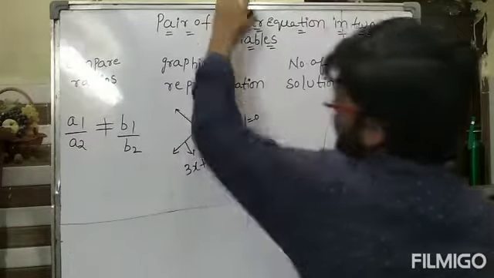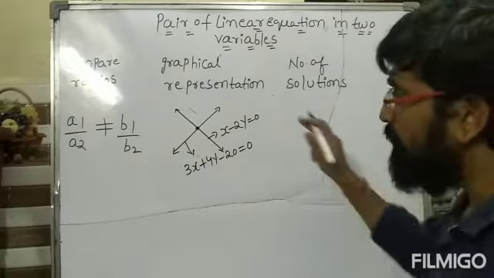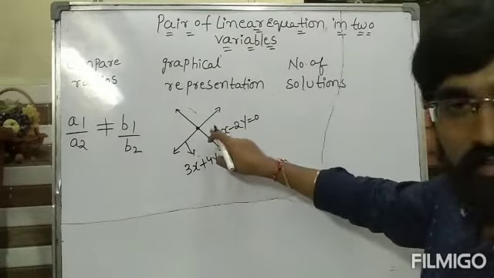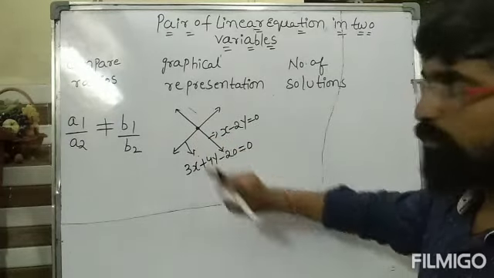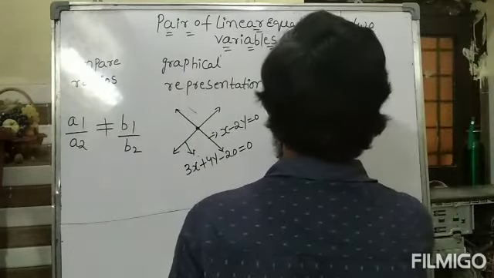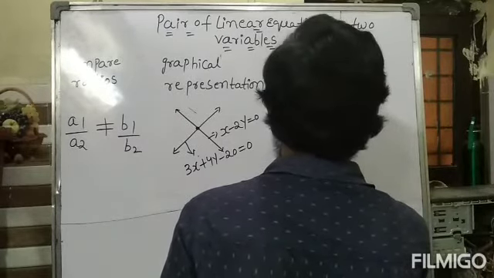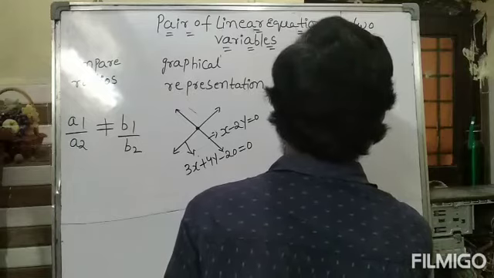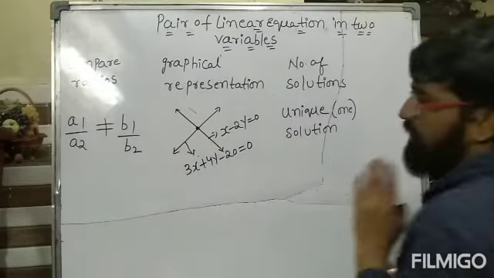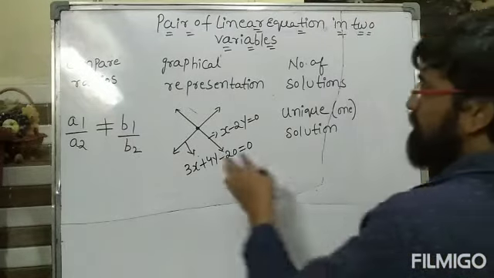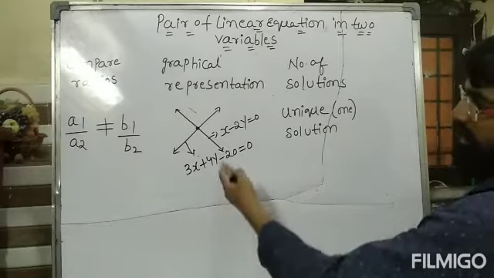Okay, how many solutions are there? Solution means where these two lines intersect. At how many points are they intersecting? They intersect at one point. So they are having a unique solution. Unique means one solution. Are you getting the representation?